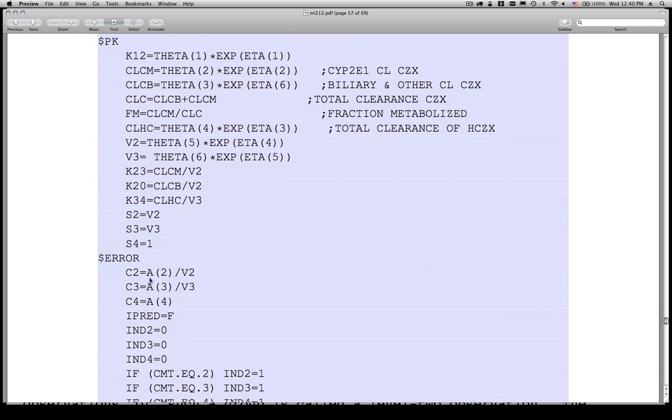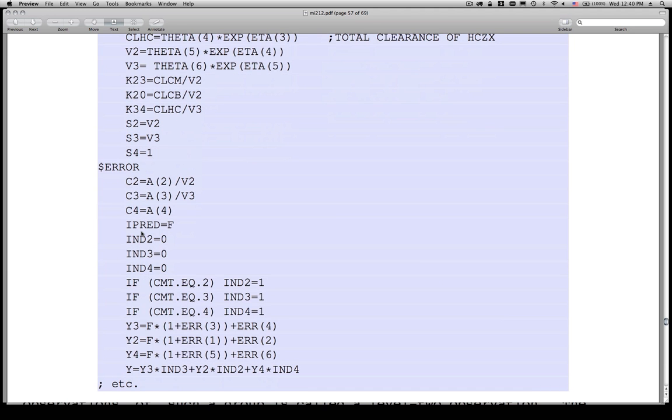In $ERROR, we specify different prediction types, again, those are going to be specified by the compartment data item. Now we have 3 different dependent variables, and we'll set up 3 different indicator variables here. They're all 0 by default, but then if compartment is equal to 2, then indicator 2 is 1. If compartment is equal to 3, then we turn on indicator 3. And if compartment is equal to 4, we turn on indicator 4. So at any one time, for any one record, only one of these indicator variables is equal to 1. All the others are 0. This allows us to switch between different predictions for the different compartments.